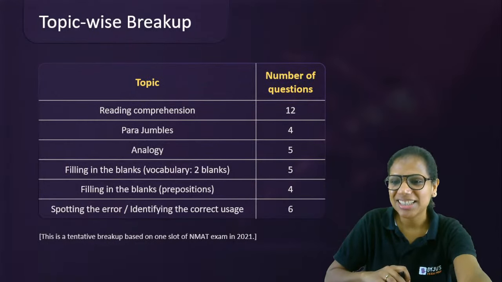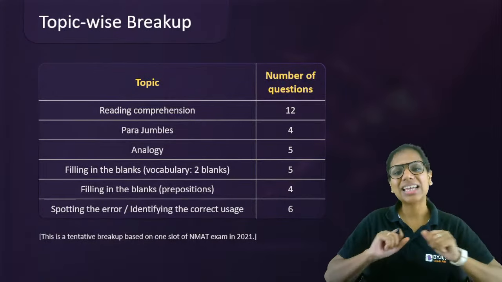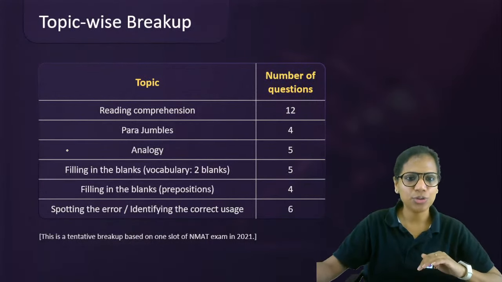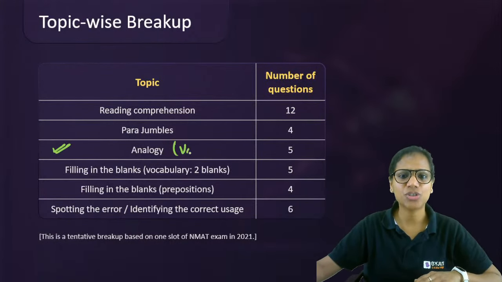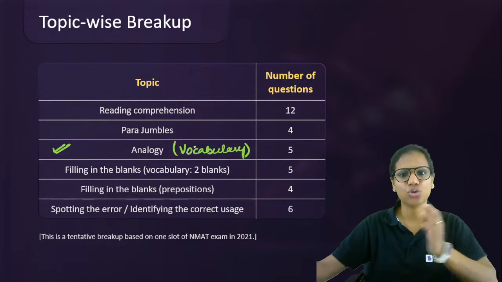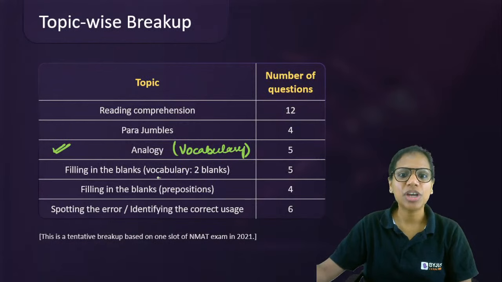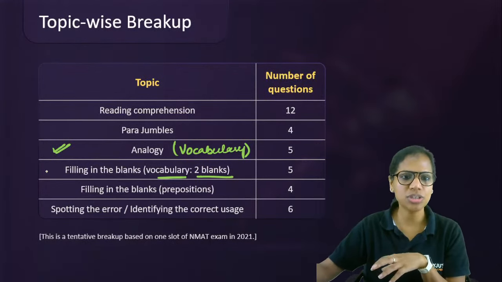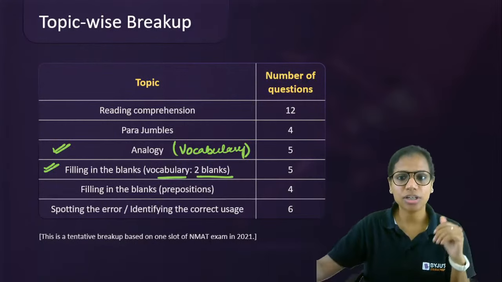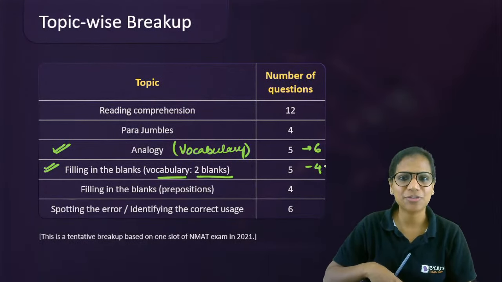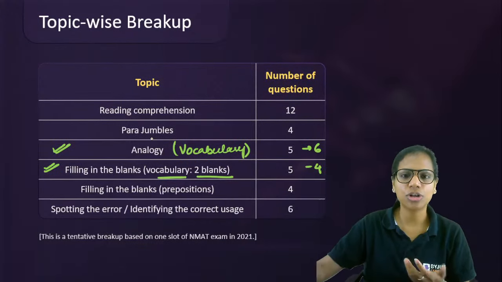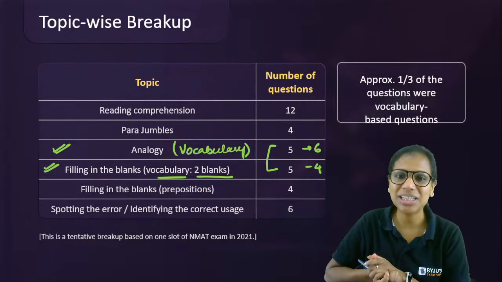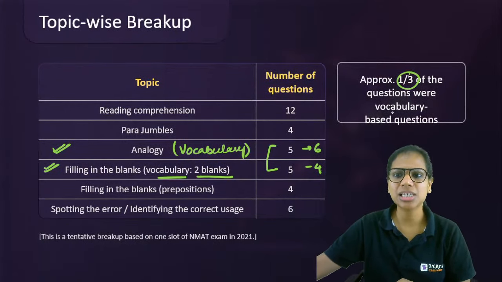As I was telling you, this is a tentative breakup based on one of the slots of last year. If you look at vocabulary, analogy questions are your vocabulary questions. I'll show you a lot of analogy questions. Then fill in the blanks where we had vocabulary. In some slots we had a mix of one blank and two blanks. In this slot, we had five two-blank questions. In another slot, we had 6 analogy questions and 4 FIV questions based on vocabulary. It varies from slot to slot, but roughly 10 questions out of 28 were vocabulary, approximately one-third of the questions in language skills.